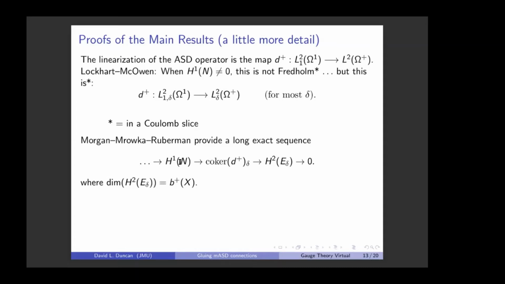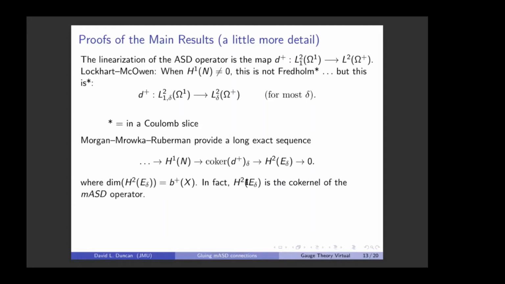So H1 of N is what that is. Then you've got the cokernel of this D plus operator. You'd need that cokernel to be 0 here in order to be able to do gluing. And then there's this H2 of E delta. I'm just going to tell you that this E delta is the complex associated with the modified ASD operator. And the key feature at the moment is that the dimension of H2 is b plus of X.